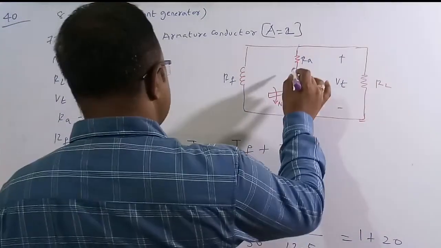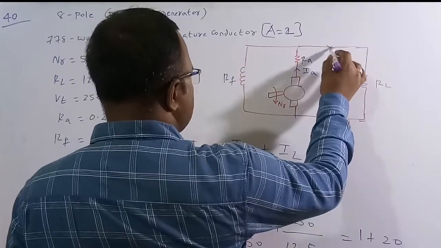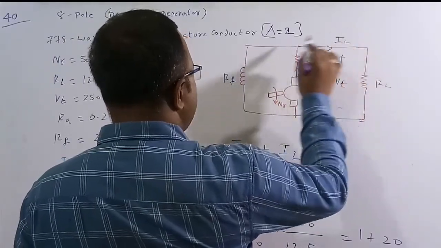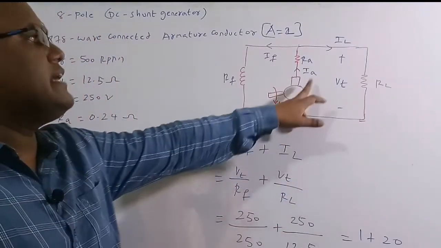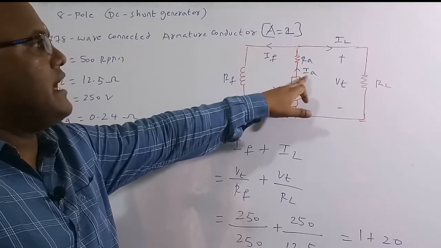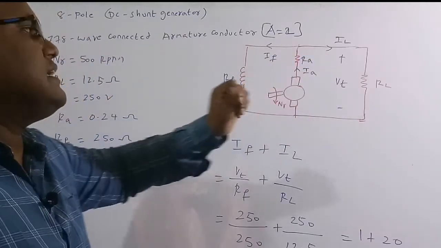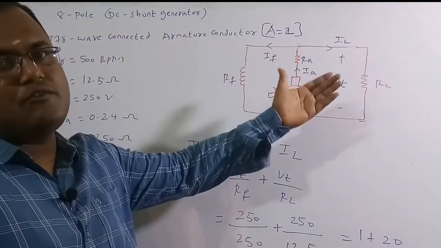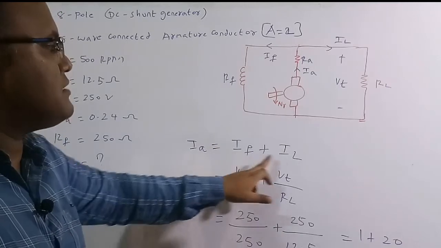We have to find the armature current. Because of the generation of power, it is going to supply current, this is Ia. The load is going to consume a current of IL and this is the field current IF. If you apply KCL at this particular junction, the incoming current is Ia and the outgoing currents are IF and IL. By KCL, the sum of incoming currents is equal to the sum of outgoing currents. So Ia is equal to IF plus IL.